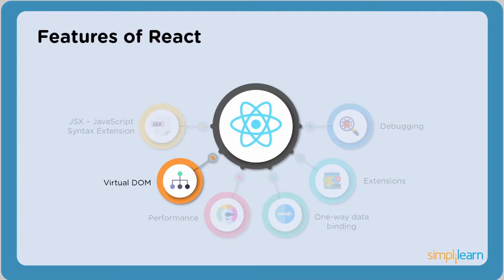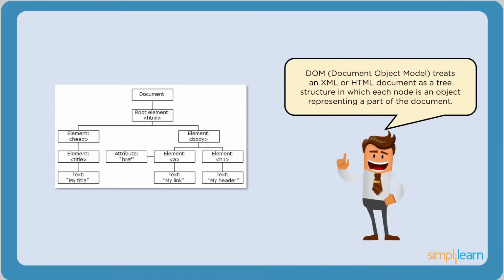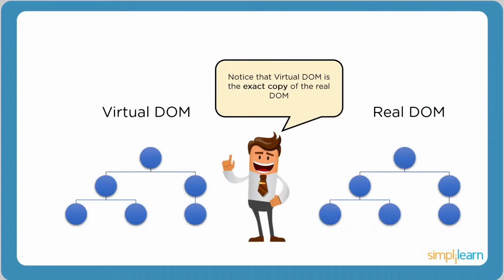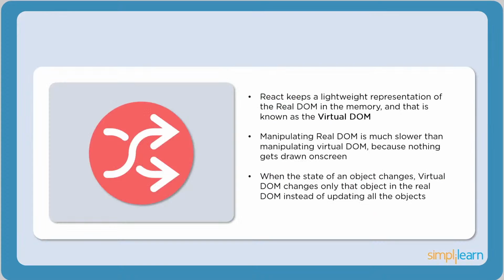Moving on, the next feature is virtual DOM. DOM, which is an acronym for Document Object Model, actually defines how documents are accessed and manipulated in a web page. It represents the entire structure of the web page in the form of a tree. Now let's see how this actually works. React creates a virtual DOM that is the exact copy of the real DOM. Traditionally, whenever something changes in the web application, all objects in the real DOM are updated. This makes it extremely slow.